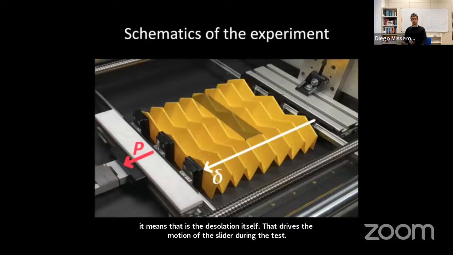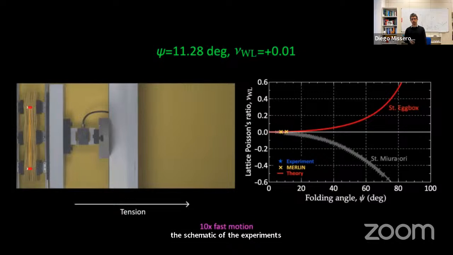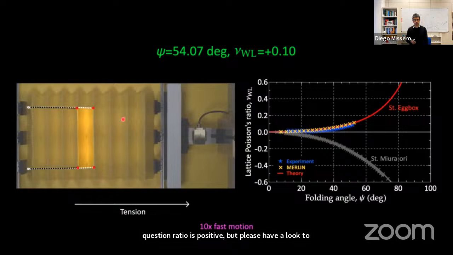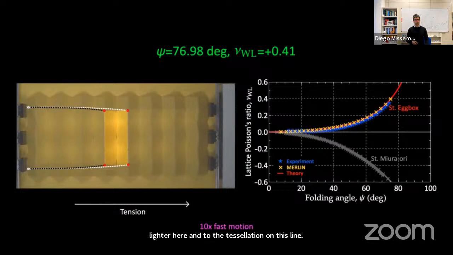Now it is the turn of the standard egg box. This is the schematic of the experiment. And you can see here that during the test the Poisson ratio is now positive. But please have a look at what is happening to this slider here, to this slider here, and to the tessellation on this line. You see that now this distance is getting smaller and smaller because the tessellation tends to contract in the transversal direction.